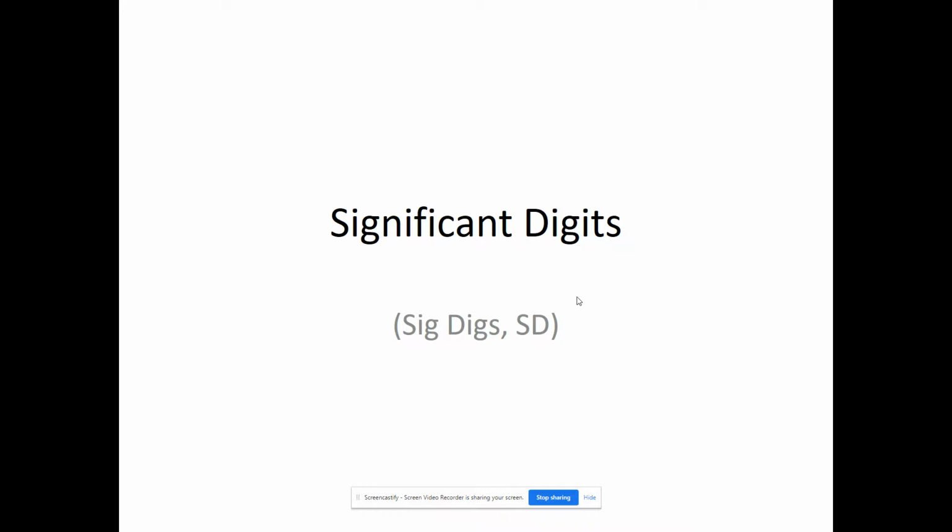All right, so SIGDIGs, we talked about a little bit when I showed you the ruler thing, if you could see it. The more accurate your device is, the more SIGDIGs we have. So we're just going to work on counting how many SIGDIGs there are, and then we'll go through the math involved with SIGDIGs.